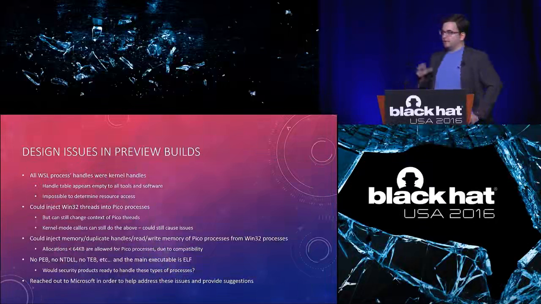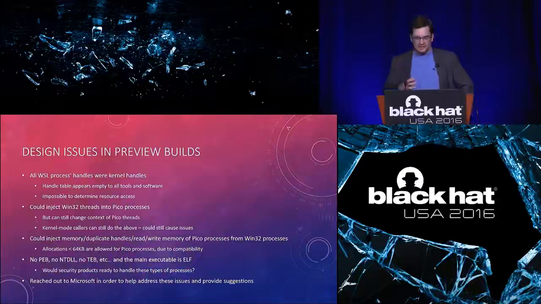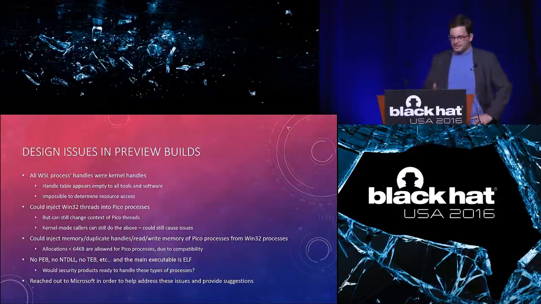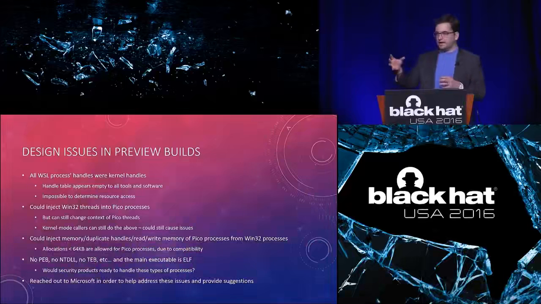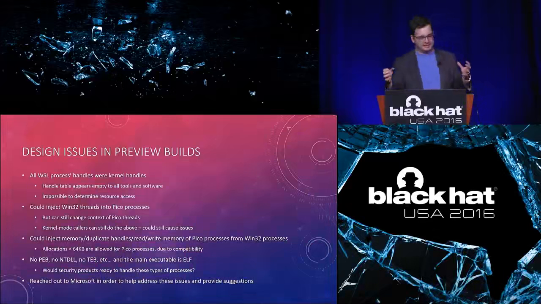A few other problems: all the handles these Pico processes create end up being kernel handles. So if you look at the handle table with any tools, you don't see anything. You could also inject Win32 threads in these Pico processes. You could change the context of a Pico process. You could modify the memory of a Pico process. So basically, there was no layer of protection between a Windows app running as Alex and a Pico app running as Alex, even though they're very different things.